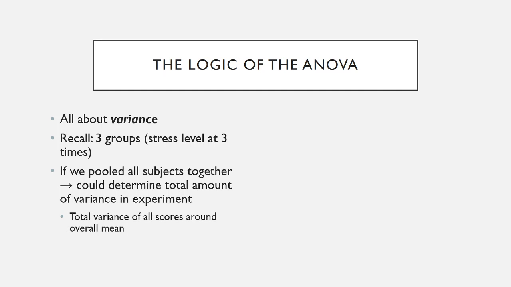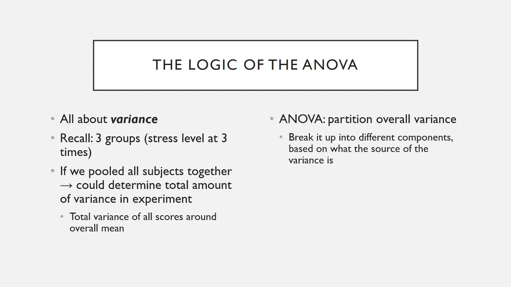The idea is that if we were to pool all of our subjects together, there's a total amount of variance among all our participants overall, and we want to be able to capture and understand how much variance there is overall. What the ANOVA is going to do is it's going to partition out sources of overall variance by breaking it up into its possible components. Right? There's a total amount of variance. There's 100% of the variance within our data. We need to understand how much there is, and we want to understand where the variance comes from.